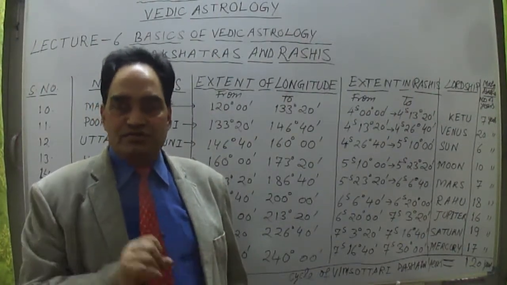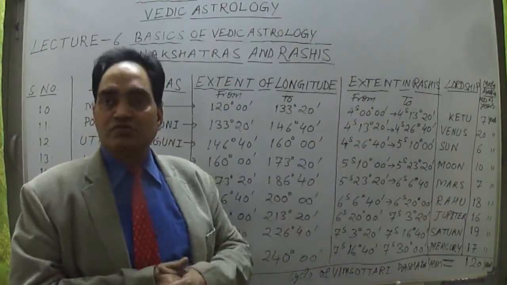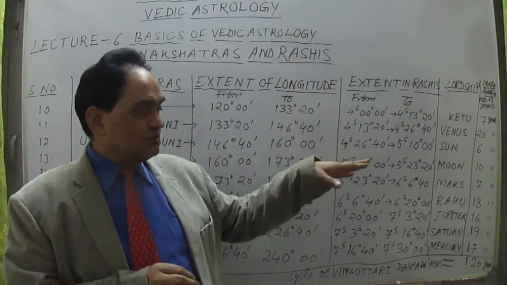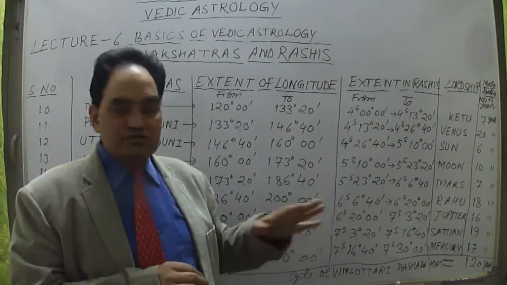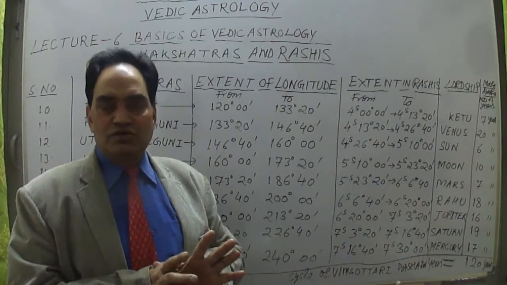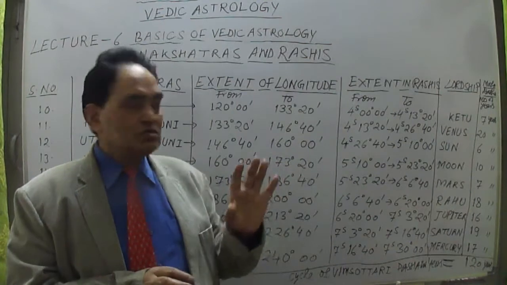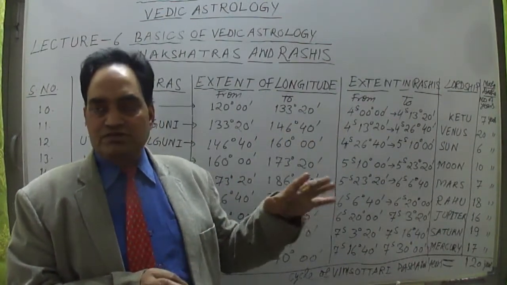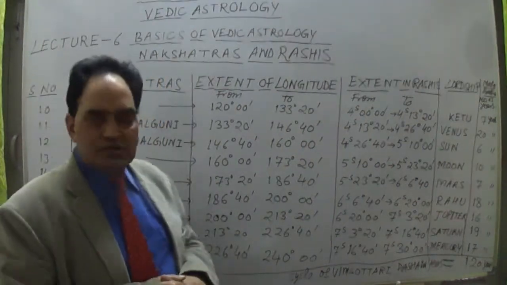Second is the sub-period, the time period, which we calculate with the help of the major periods of these planets. This is very important. 120 years total. 7 plus 20 plus 6 plus 10 plus 7 plus 18 plus 16 plus 19 plus 17. 17 years are allotted to Mercury, 18 years to Rahu, 19 years to Saturn, and the most, 20 years, are allotted to the major period of Venus, right? And the least period is 6 years, which is allotted to Sun. So Sun's period is only for 6 years.